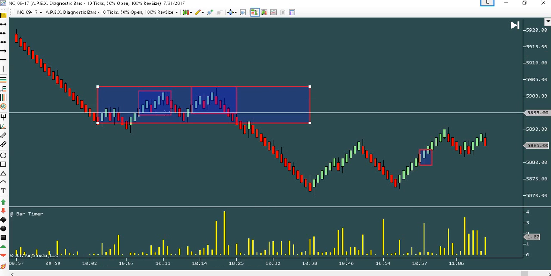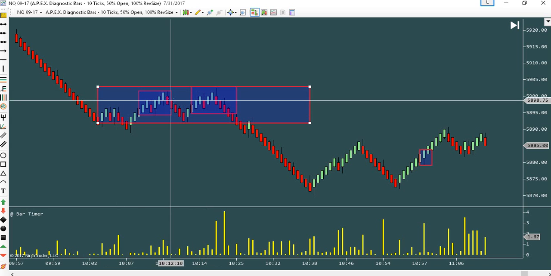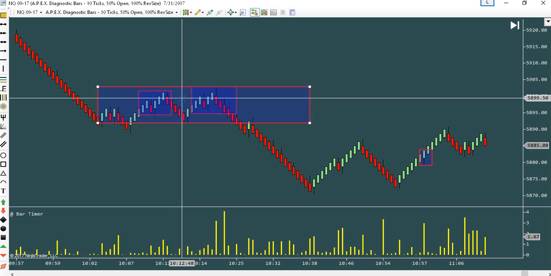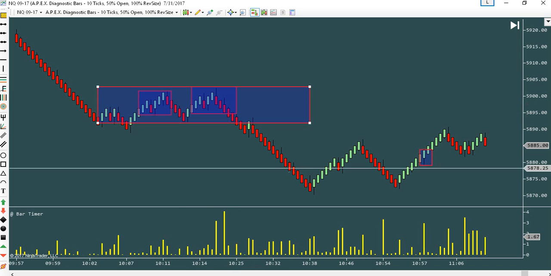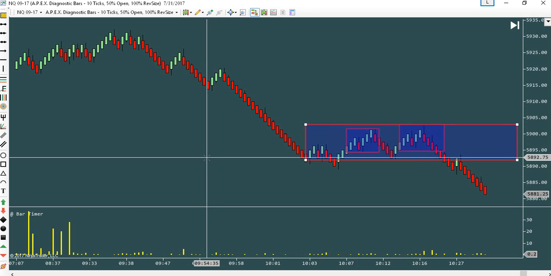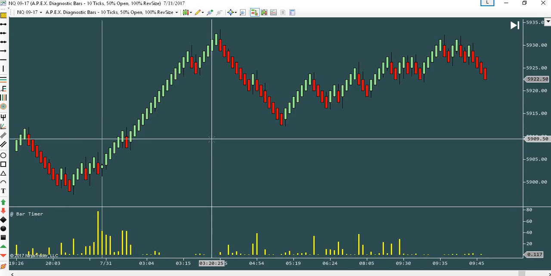We want to identify chop. We want to be able to spot it and box it in, and then look at our other strategies and systems and indicators to know when the breakout is going to happen so we can catch it. Okay, so that's a little bit about identifying chop.